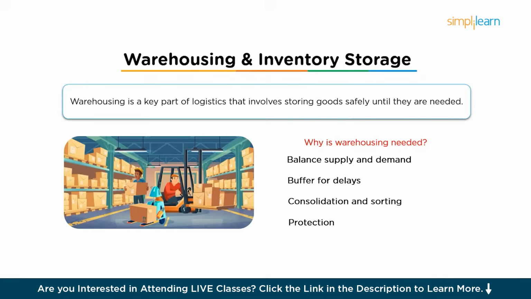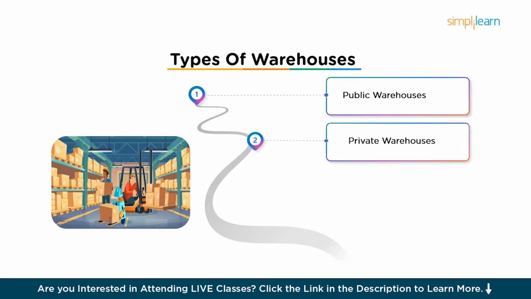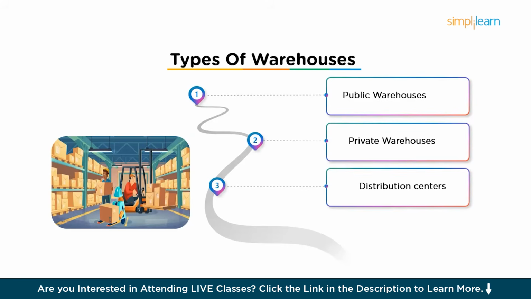So now let's understand the types of warehouses. First one is public warehouses. These are available for use by multiple companies on a rental basis. The second one is private warehouses, owned and operated by a company for its own goods. The third one is distribution centers, which focus on quick movement and sorting of goods, often for fast delivery. Then comes cold storage, special warehouses for perishable items like food and medicine requiring refrigeration.